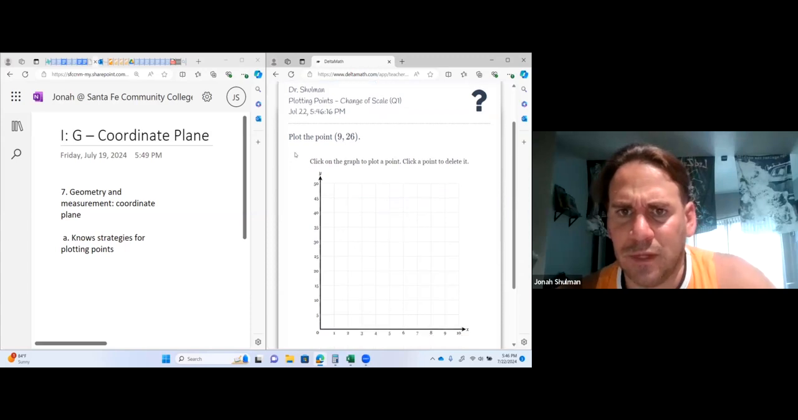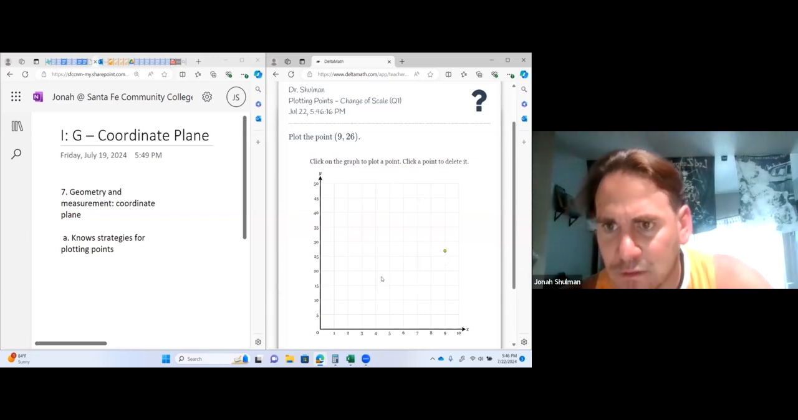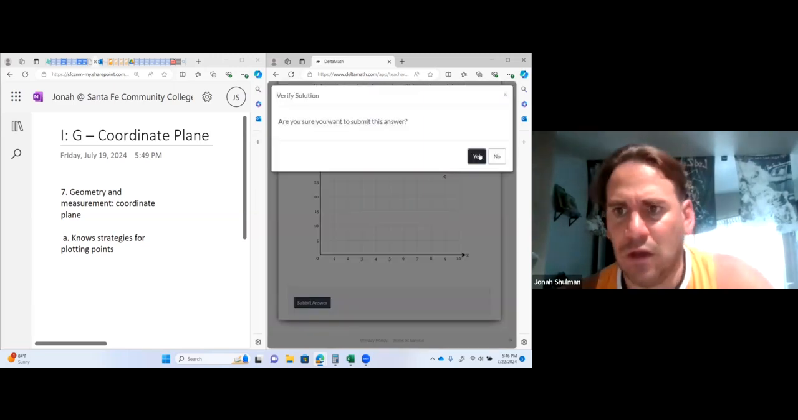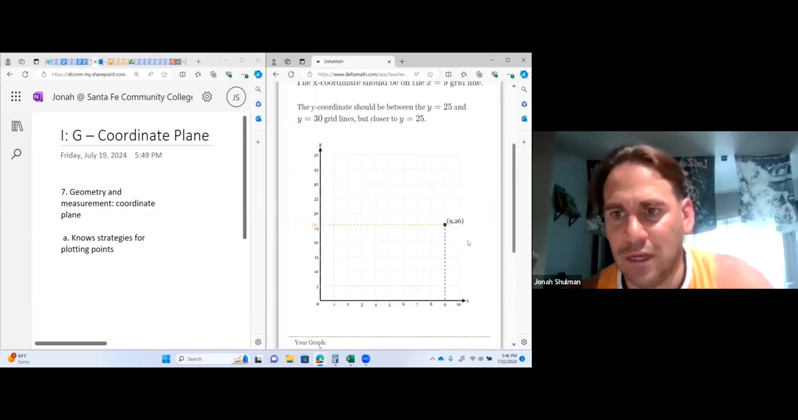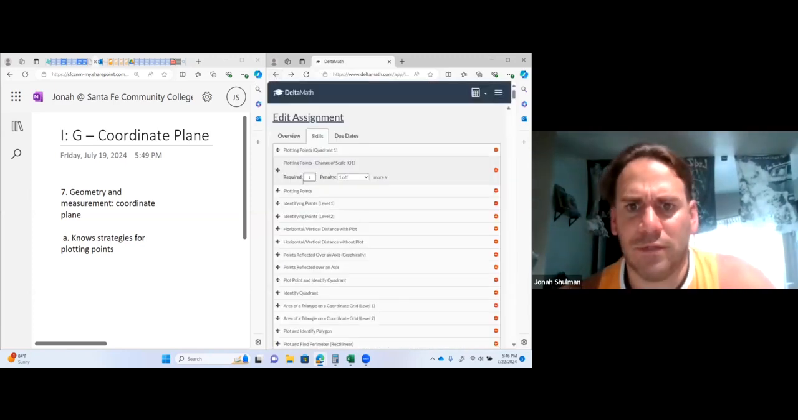Click on the graph to plot the point. So plot the point 9, 26. So here's 9, here's 25, and here's 26. Click on a point to delete it. That's it? Okay. I'll click wherever they want. 9, 26. Beautiful. Let's keep it going.